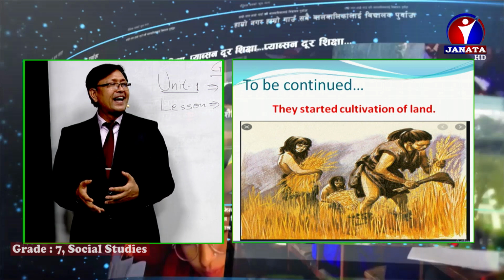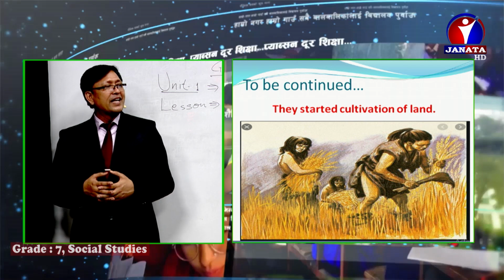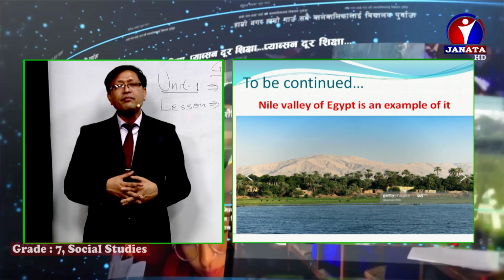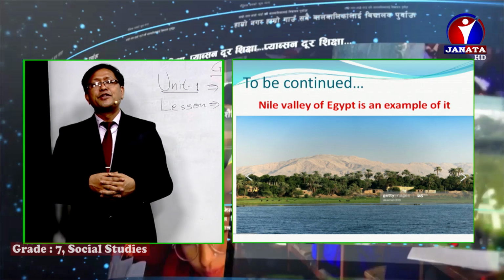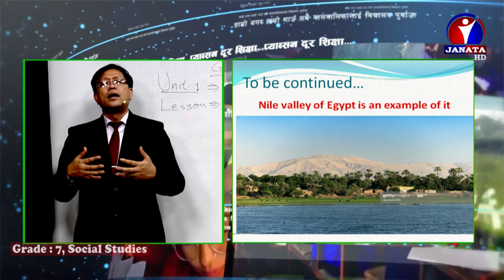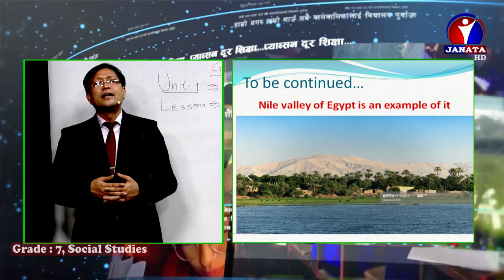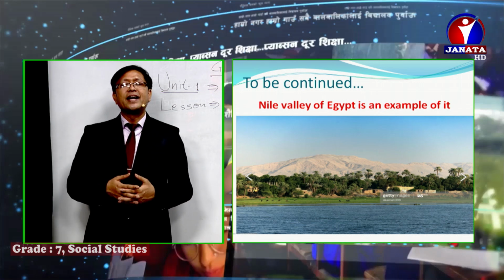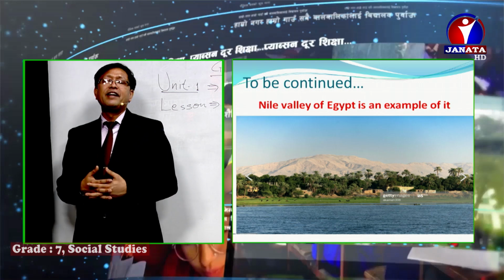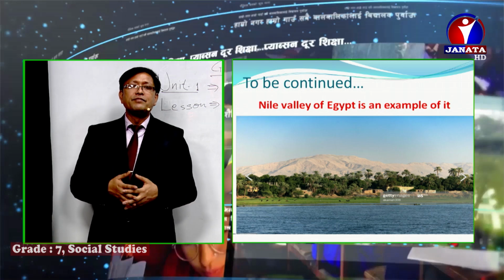See, ancient people are cutting the paddy or corn cobs. I think it's wheat. All right, so let's go ahead. And then, you can see in the image, one of the examples of ancient civilization, ancient society, is the Nile Valley of Egypt. It is one of the examples of that type of society.